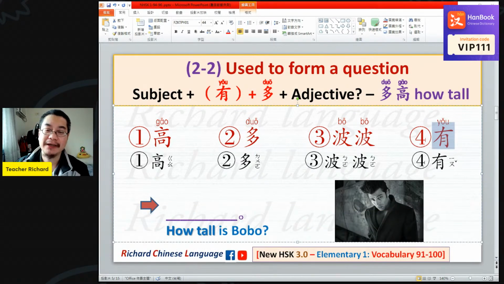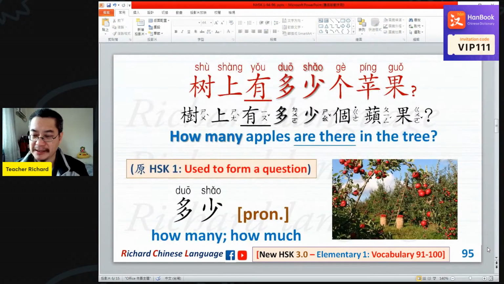Okay, so today we learned two important meanings of 多. The first one is many or much. The second one is used to form a question, which means how plus an adjective. Okay, so let's see entry 95.